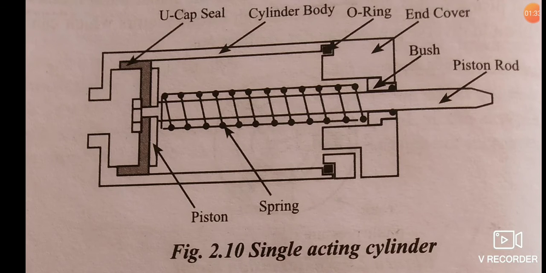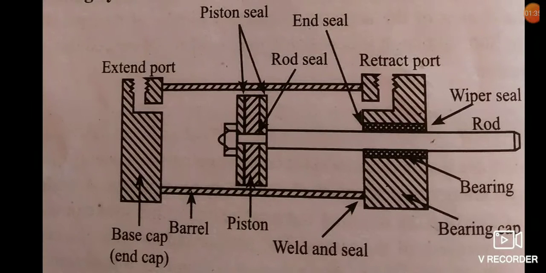Now, the double acting cylinder. The main parts of the double acting cylinder are piston rod, cylinder tube, and end caps. The piston rod is connected to the piston head and the other end extends out of the cylinder. The piston divides the cylinder into two chambers, namely the rod end side and piston end side. The seals prevent the leakage of the oil between these two chambers. The cylindrical tube is fitted with the end caps.